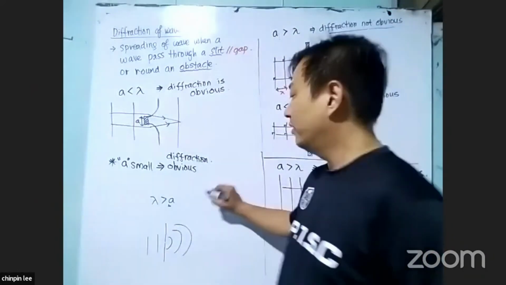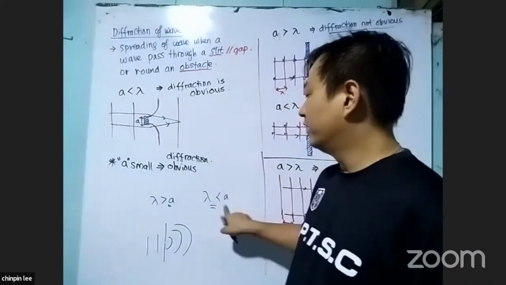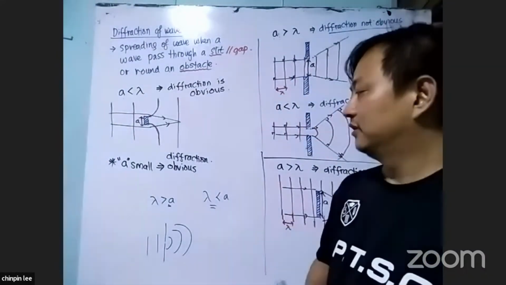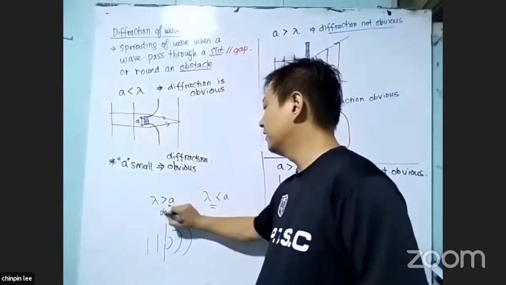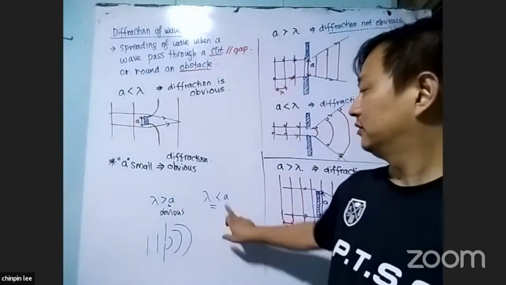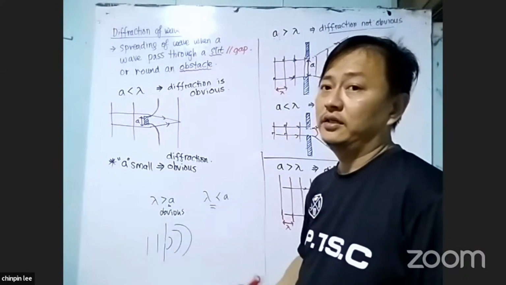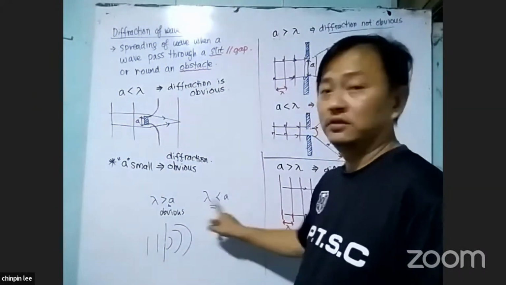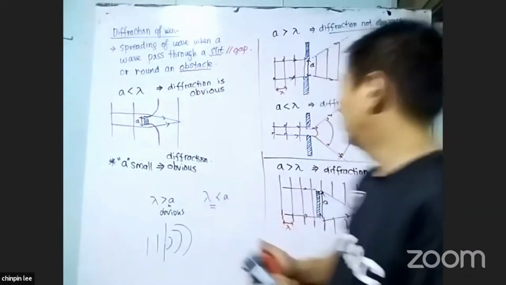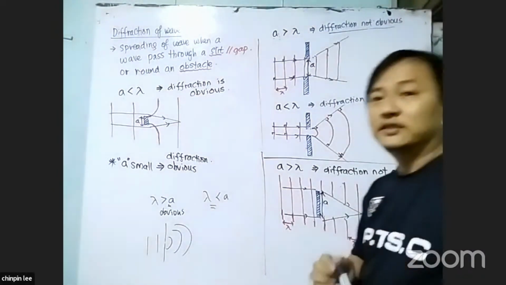Okay, one more time. A is like that. Obvious or not obvious? This one is obvious, right? And this one? Not obvious. A is big. That means lambda is small. A is big, so diffraction is not obvious. Is that okay?